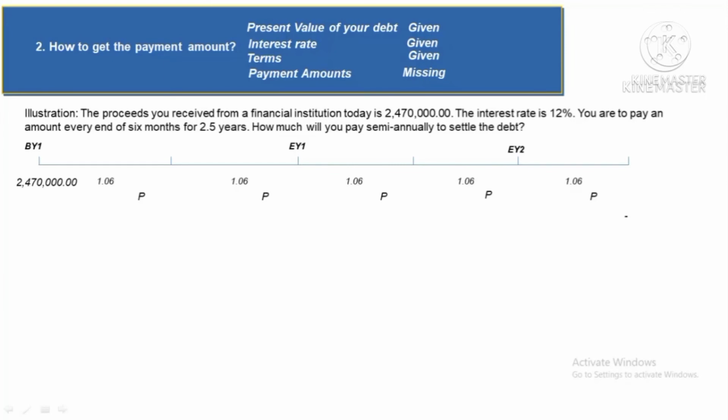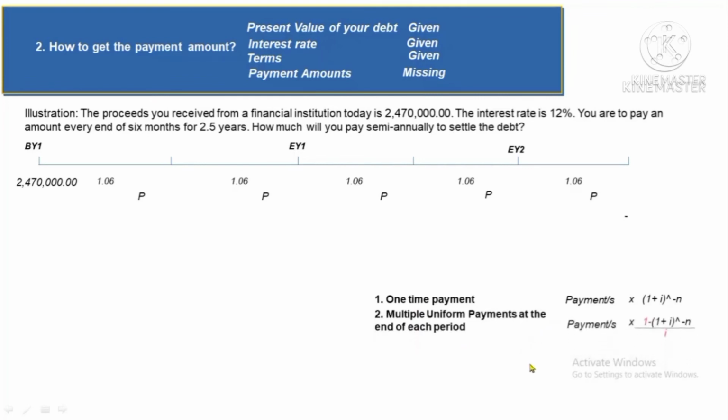Again, we can't get the answer using the timeline, so we are going to use the formulas. But first, let's go back to the formulas that we've learned a while ago. So we have three formulas. If one-time payment, we're going to use payments times 1 plus i raised to the power of negative n. But if the problem is dealing with multiple uniform payments at the end of each period, that would be payments times 1 plus i raised to the power negative n. However, there is 1 minus here and over interest.